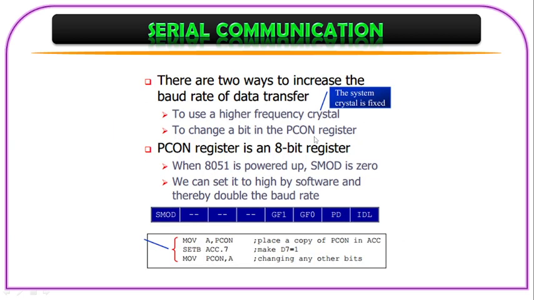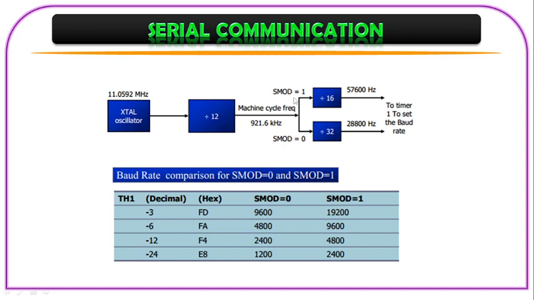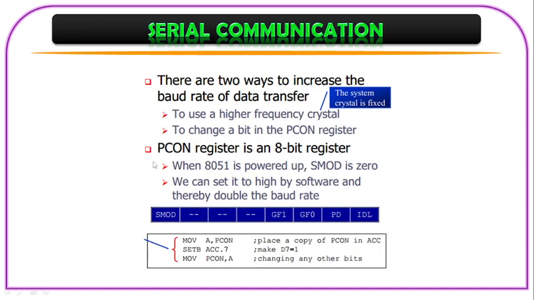Yes, there is one more point here, that is the PCON register. It's the power control register. The MSB bit is called SMOD, the serial mode bit. This can be used to increase the data transfer rate. The PCON register we have studied initially. So how will you increase the baud rate, the data transfer rate? You can use a higher frequency crystal, or you can change the MSB bit of the PCON register.